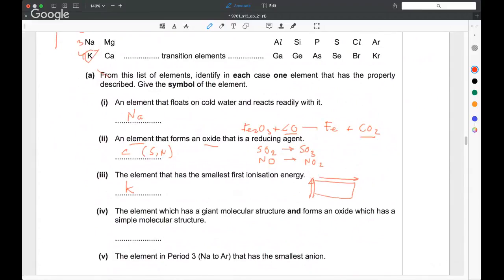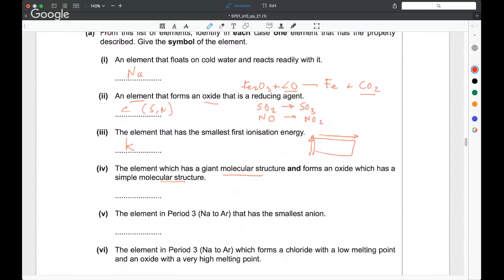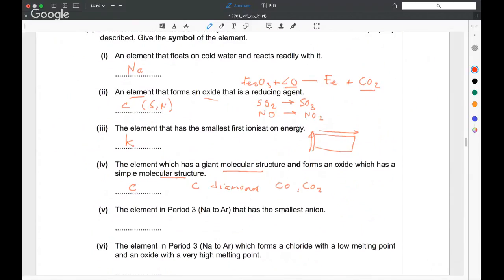Okay, so we've got to have here a giant molecular structure and an oxide that forms a simple molecular structure. Well, your only candidate there is going to be carbon, isn't it? Because carbon, for its giant molecular structure, is diamond. I suppose you could use graphite as well. And the oxide, carbon monoxide or carbon dioxide, those are small molecules, aren't they? Simple molecules. So you've got the giant molecular structure and the oxide, which is a simple molecular structure. Carbon, that's a good one.